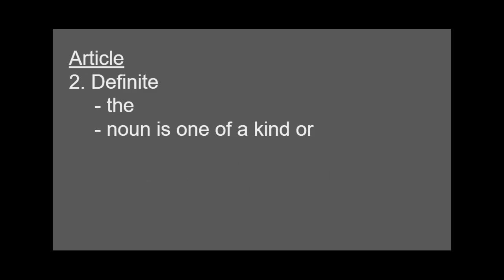Now we'll talk about the definite article. The is the definite article. It is used when the noun is one of a kind, and when the noun is already known. Don't worry, we'll show some examples later.